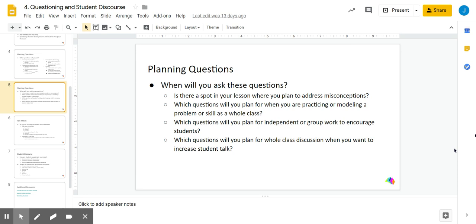And also, which questions will you plan for whole class discussion when you want to increase student talk? So, how can you strategically plan questions that will help that volleyball idea happen rather than that ping pong idea we talked about? So, how do you get the students engaged and the students asking and answering questions so you become more of a facilitator instead of driving the discussion?